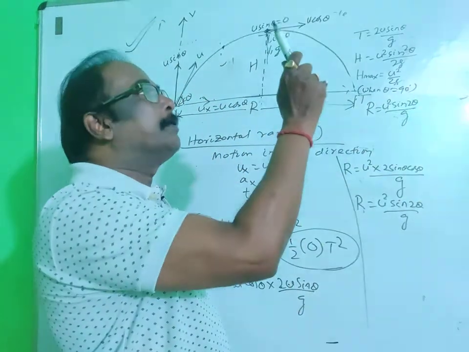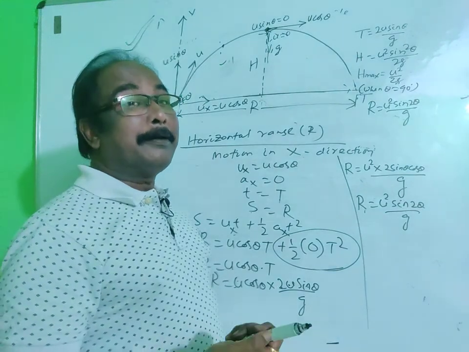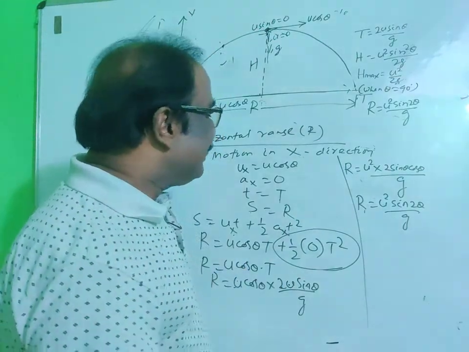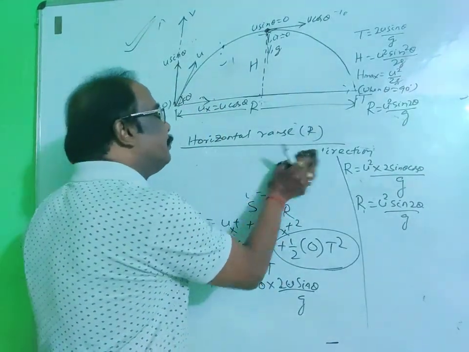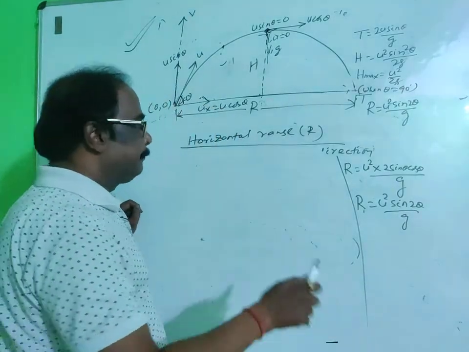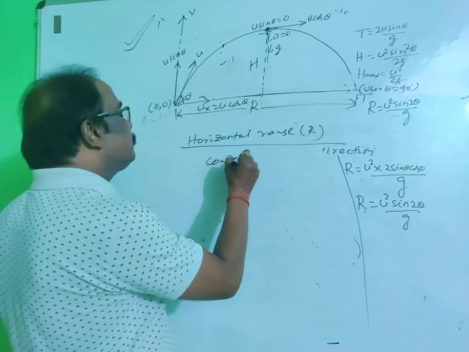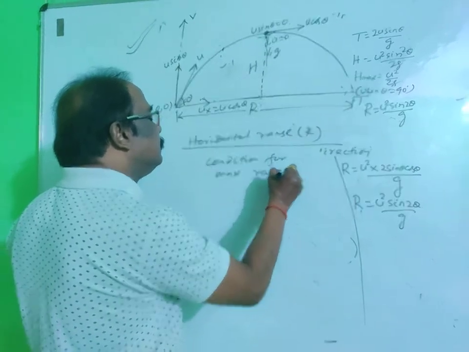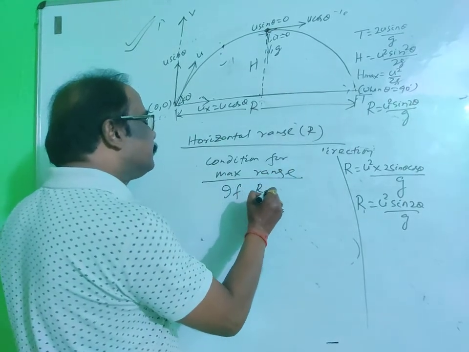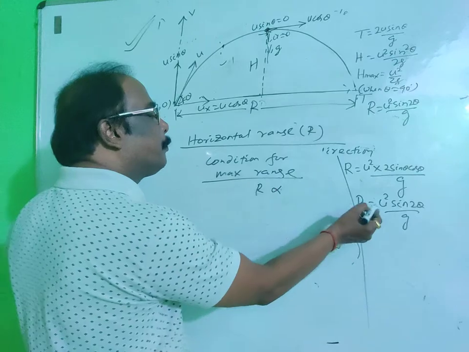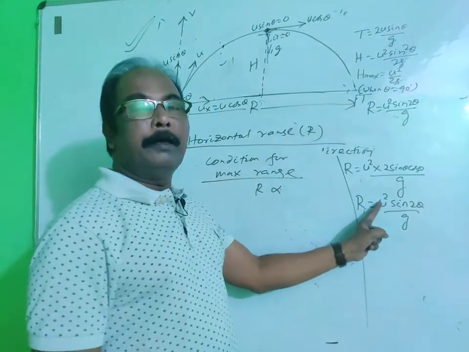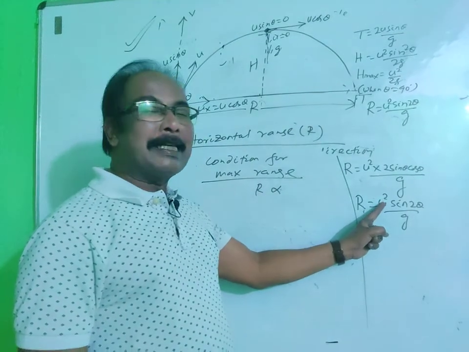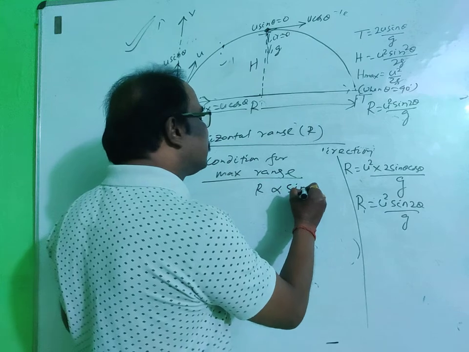If a body is thrown in vertically upward direction, rather than taking any angle other than 90 degree, then height will be maximum. Then what is condition for maximum range? I am erasing this part. Condition for maximum range. If range is maximum, see, R is directly proportional to u, we can increase range by increasing speed, but without increasing speed, means if speed is kept constant, then range is proportional to sin 2 theta.